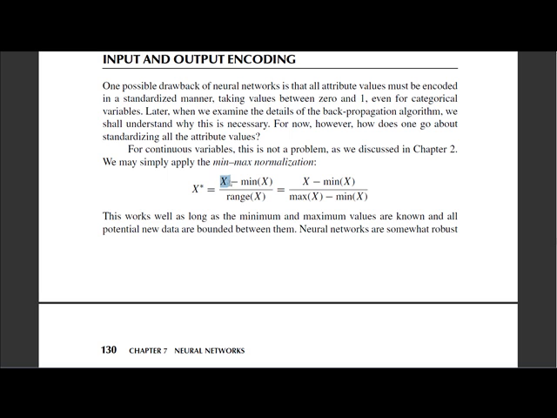So what did I say? 50 minus the minimum I said was 10. So 50 minus 10 is 40 divided by, I said, 10 to 70, so 60. So 40 divided by 60. Okay, so 2/3, right? So that's the value. It would be 0.6666666, right? So that's what we'd say. Somebody who was 50 years old would be encoded as 0.6666. Okay? So that's called the min-max normalization.